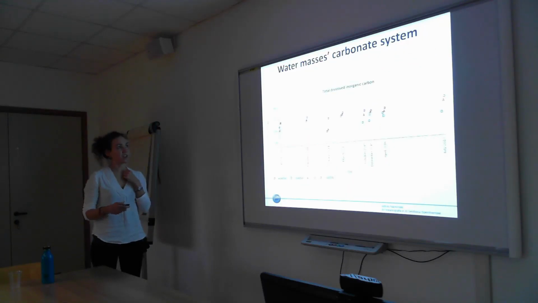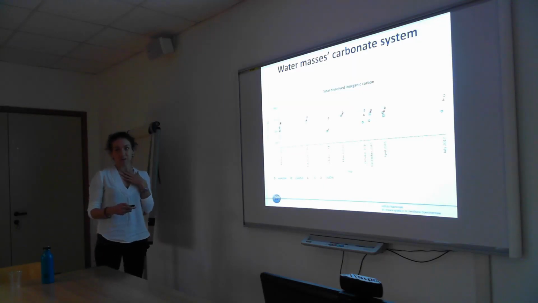With total dissolved organic carbon, we see the same thing, more or less. For dense waters, the value is really high because there is remineralization, while it's lower for the surface waters in the western part, and even in the eastern part, actually. In this case, we think that we found the Ionian surface water because the salinity was really high and total alkalinity and total dissolved inorganic carbon were low.